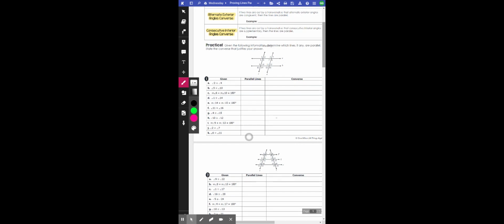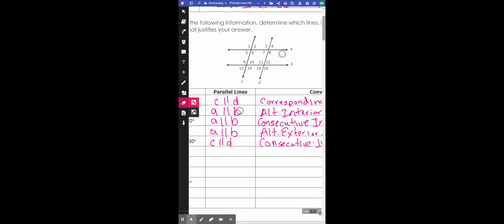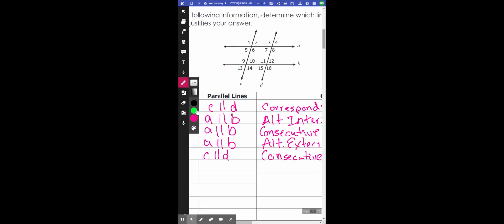And we keep moving. Angle 11 and angle 16. Okay, let's see. Let's look at angle 11, angle 16. We have angle 11, we have angle 16. Whoa. Let's pump the brakes on this one. They share that one, and they share that one. There is really no parallel lines. None. There is no converse.